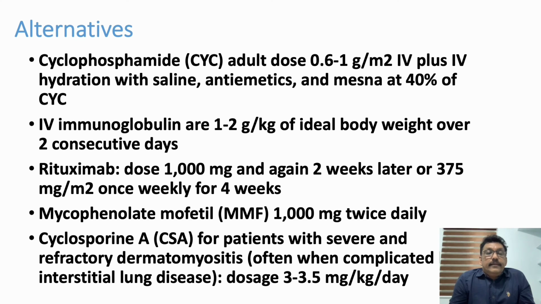The next important alternative in the emergency room is IV immunoglobulin. The IV immunoglobulin dose is 1 to 2 gram per kg ideal body weight over 2 consecutive days. IVIG can neutralize the antibodies in our body, so that can be tried. Rituximab we already discussed, so in an acute condition we can give pulse methylprednisolone, cyclophosphamide, IVIG or rituximab. Rituximab dose is 1000 milligram to start, and again after 2 weeks we can continue the treatment.